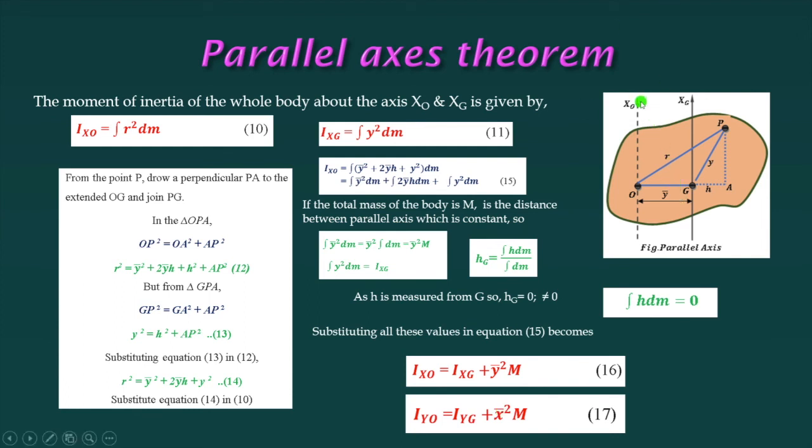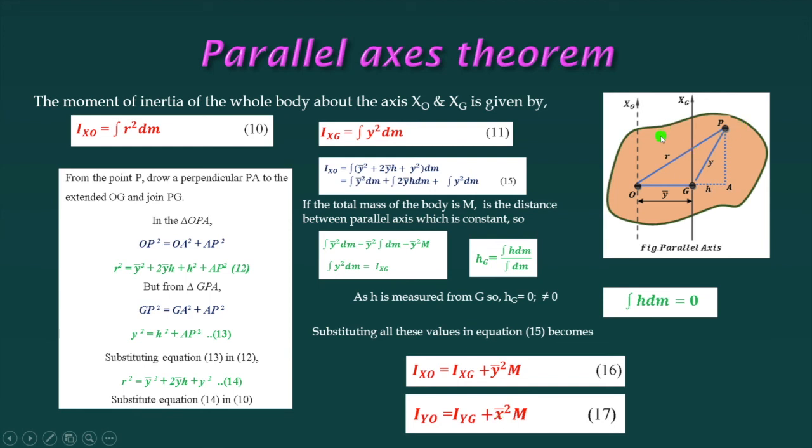So this is about the x-axis. Now, similarly, we get an axis that is passing through G but not along the x direction, but along the y direction, and another parallel axis through the point O, which is parallel to y. Then we are getting a similar equation. The difference is that here, instead of y bar, we are getting x bar.